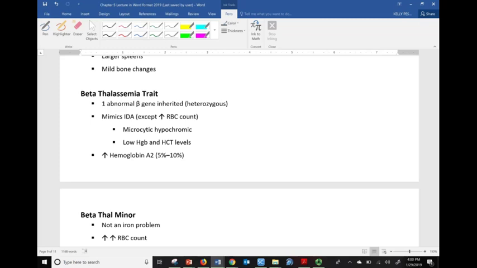So when they say that it mimics iron deficiency anemia, initially it looks like it because of the symptoms and the fact that they have microcytic red cells, but then when you get to checking those actual iron results and looking at their red blood cell count too, that can help tell you that that's not what's going on. They have a high red count, and you wouldn't associate that with iron deficiency anemia. They will have a decreased hemoglobin and hematocrit, and they'll have an increased amount of hemoglobin A2.